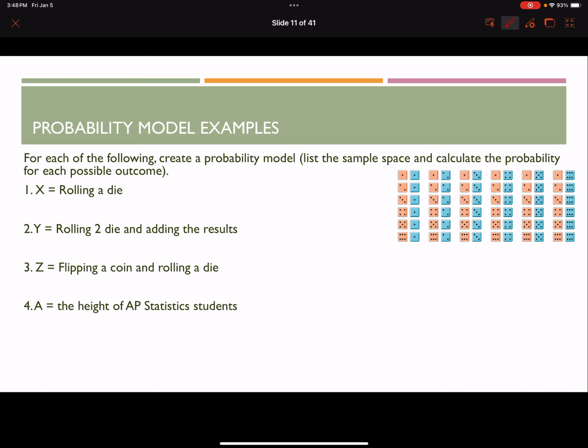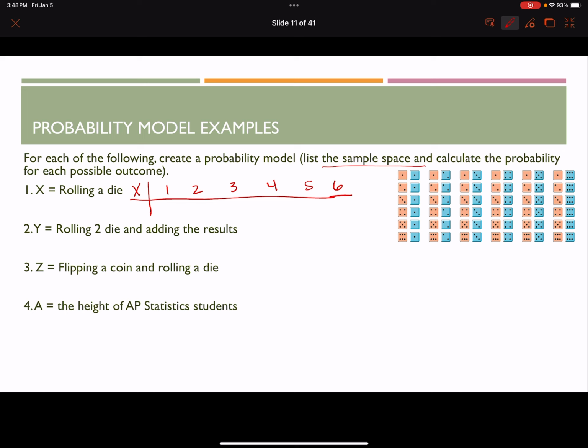So if event X is rolling a die, okay, I'm going to make a little table. When I roll a die, what are all my possible outcomes for X? So I'm going to start my table like this. My possible outcomes in X. I could get a 1, a 2, a 3, a 4, a 5, or a 6 when I roll a die. That's the first half. That's the sample space I just listed.